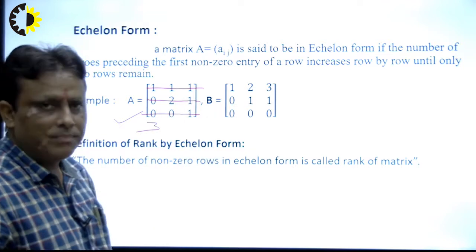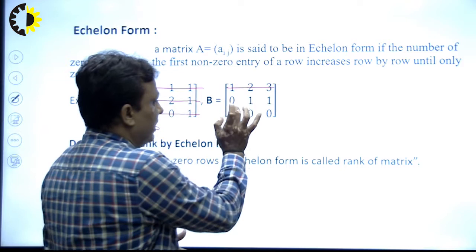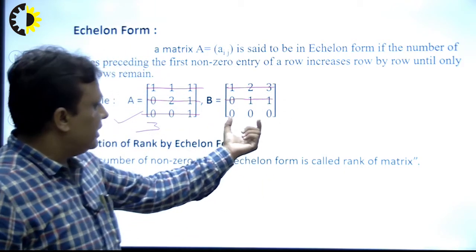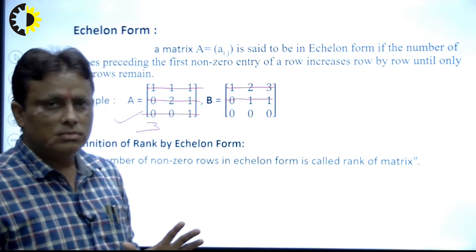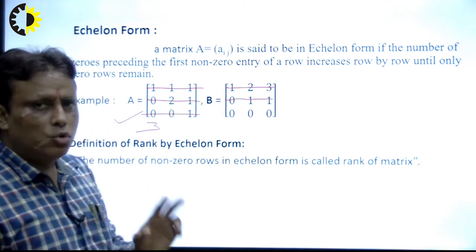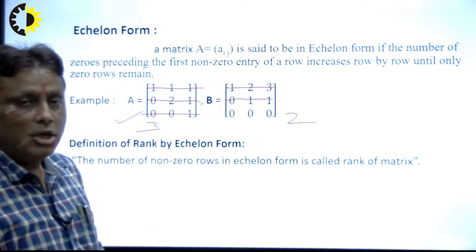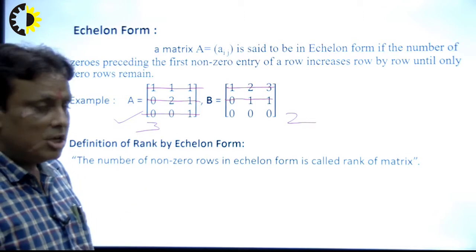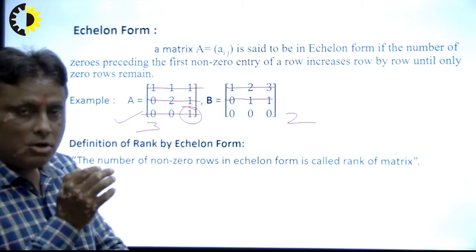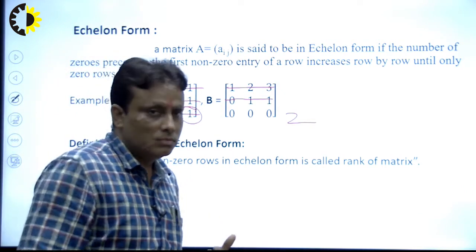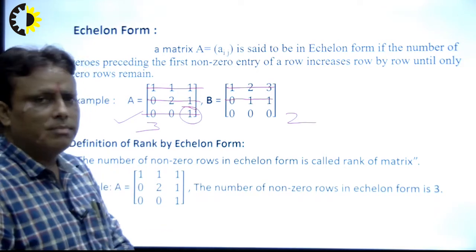Suppose another example. How many non-zero rows? The first non-zero row, the second non-zero row, and all elements of the third row are 0. So this is a zero row. That means there are 2 non-zero rows, so the rank of this matrix will be 2. Student, study it very carefully. Suppose this element becomes 0, the rank of this matrix will still be 2. So this is the definition for such type of problem.